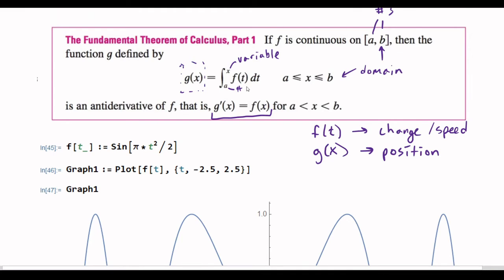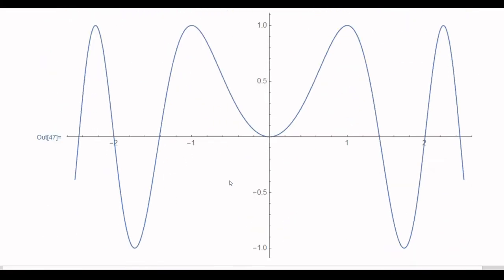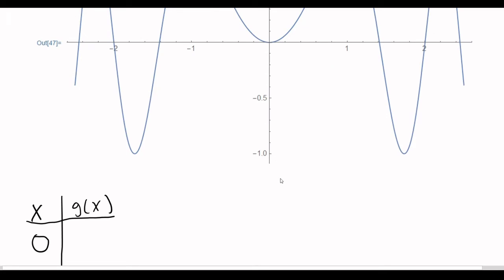Because this is the whole point. What we can do is define a new function, g of x, by taking the integral of this function, this picture here, over a certain range. So let's think about this, and let's write this down. So what are we saying here? We're saying g of x is going to be the integral.